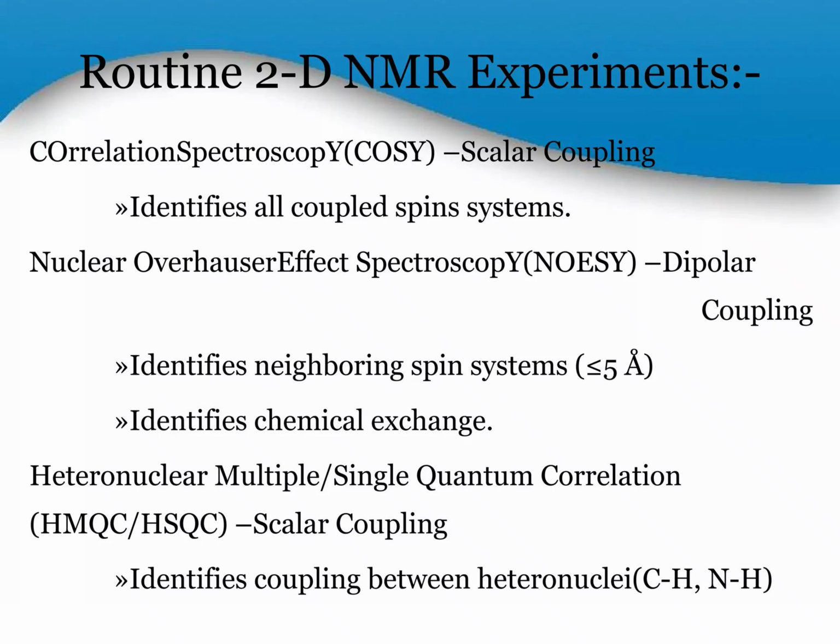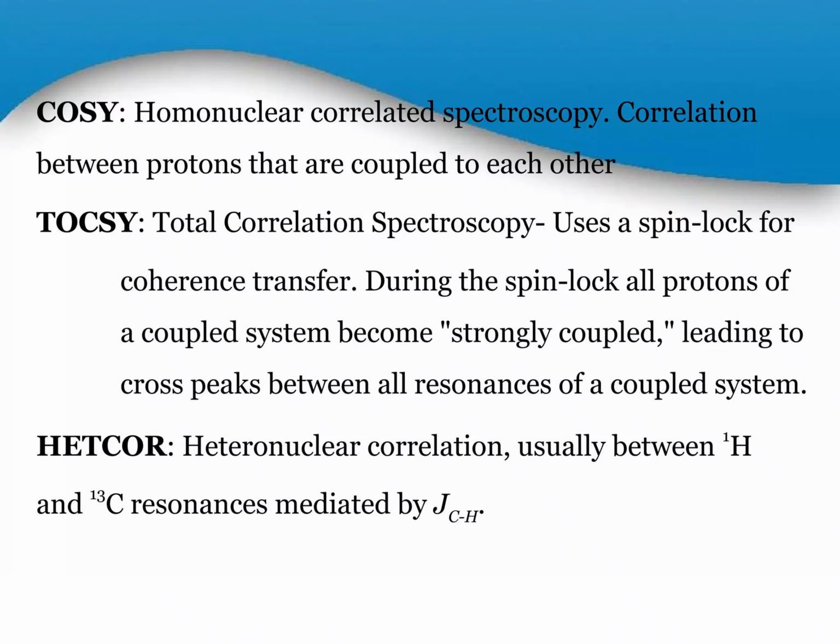So, different types of 2D NMR. Just go through this, to see which NMR we use for which analysis. In homonuclear correlated spectroscopy, the correlation between protons that are coupled to each other is determined. Then TOCSY uses spin lock for coherence transfer. In HETCOR, the correlation is usually between the proton and carbon resonances.